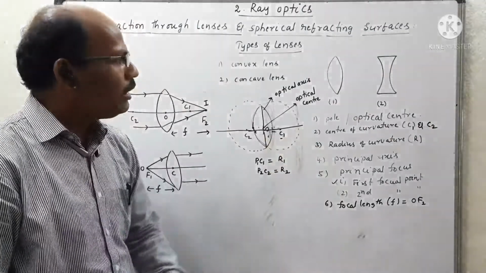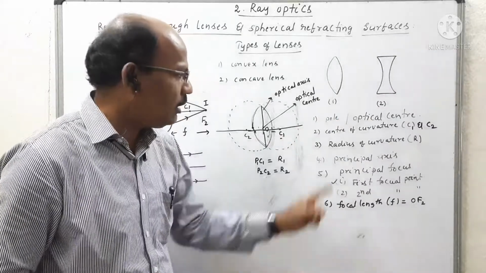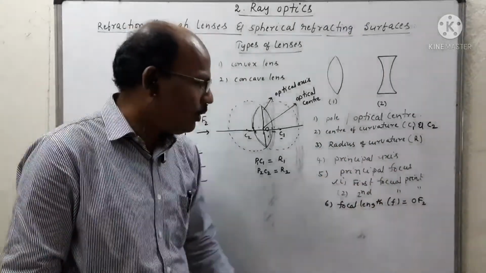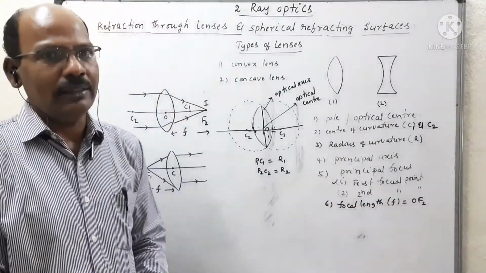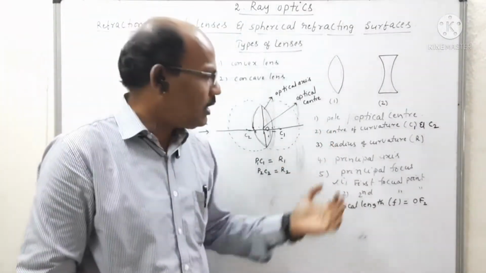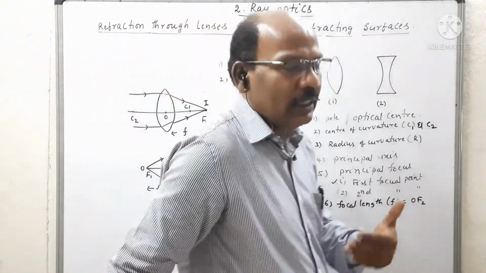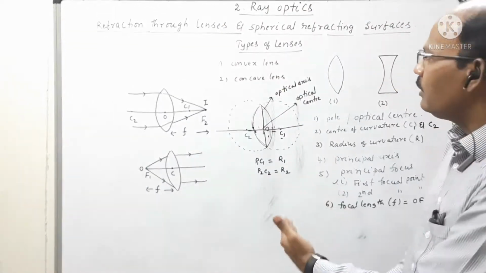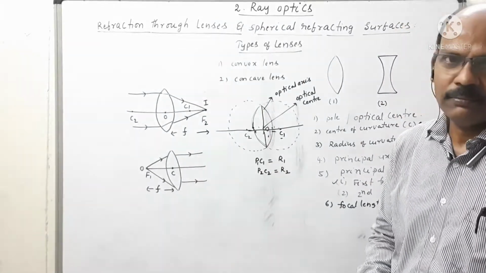So these are the important terms in the case of convex lens: pole or optical center, center of curvature, radius of curvature, principal axis, principal focus, that is first focal point, second focal point, and focal length. If you understand the definitions of all the important terms, we can easily understand the remaining concepts: how the refraction takes place in the case of convex lens and concave lens.